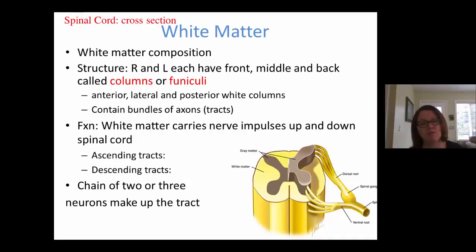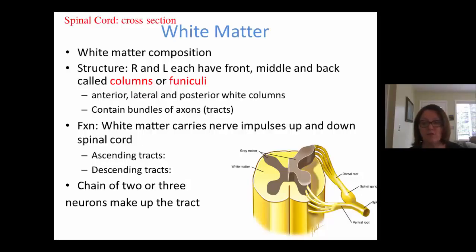When we look at the white matter of the spinal cord, we notice there's a front section, a back section, and a middle section, right? And these are called the anterior, lateral, and posterior white columns. They're also called the anterior, lateral, and posterior funiculi. And what's inside of them is just bundles of axons. Bundles of axons in the peripheral nervous system are called nerves. Bundles of axons in the central nervous system, like the spinal cord, are called tracts. So basically, these columns of white matter contain tracts.